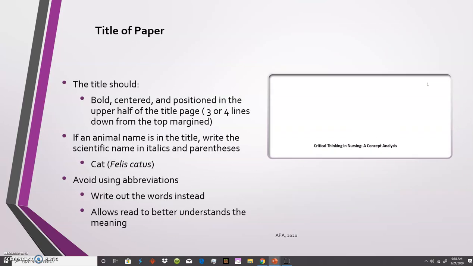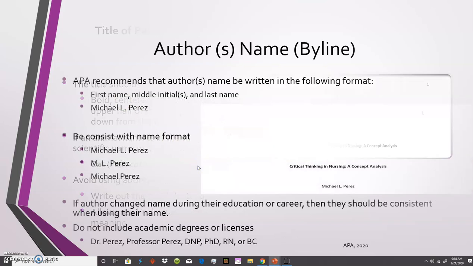Now, the title should be bold and centered, and it should be, as I said, 3 to 4 spaces from the top margin. Also, if an animal name is used in the title, then the scientific name should be written out in parentheses and it should be italic. Avoid using abbreviations and write the word out instead. This allows the reader to better understand the meaning of the word, because one abbreviation may have multiple different meanings.